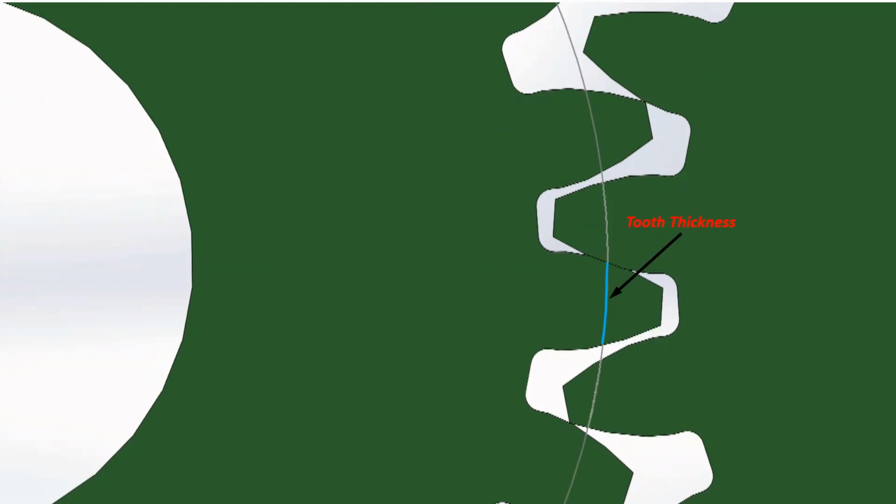Tooth thickness. The length of arc on pitch circle subtending a single gear tooth is known as tooth thickness. Tooth space. Width of space between two adjacent teeth measured along the pitch circle is known as tooth space.